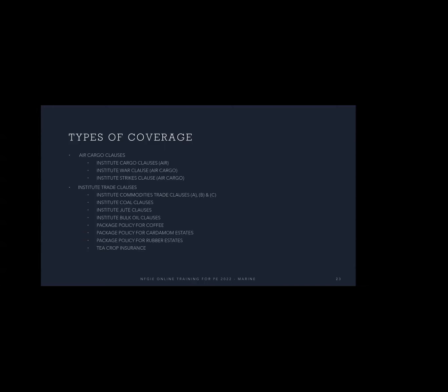Other than that, we have the air cargo clauses and the institute trade clauses. Air cargo has three types of clauses. Basic coverage is Institute Cargo Clause Air. Other than that, Institute War Clause Air Cargo and Institute Strikes Clause Air Cargo. Other than that, we have various commodity clauses. We have not gone into depth about the various commodity clauses in this class. However, you just have to understand what the perils covered are and what the time limits are for the various commodity clauses.